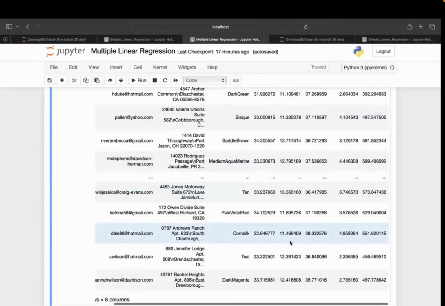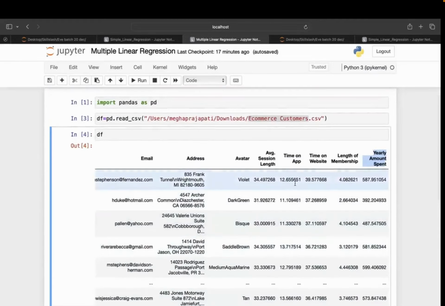Can't we do that? Understand this thing: it is not only one feature taking participation, or the yearly amount spent. All the features are coming into the picture, taking participation and helping you to reach the ultimate goal. So I cannot make a judgment just by looking at the time on application and time on website. Here the time on application is 12.65, here it is 39.57. I'm saying, oh, they are spending more time on the website, so let's say directly that the client should go with the website, not the mobile.